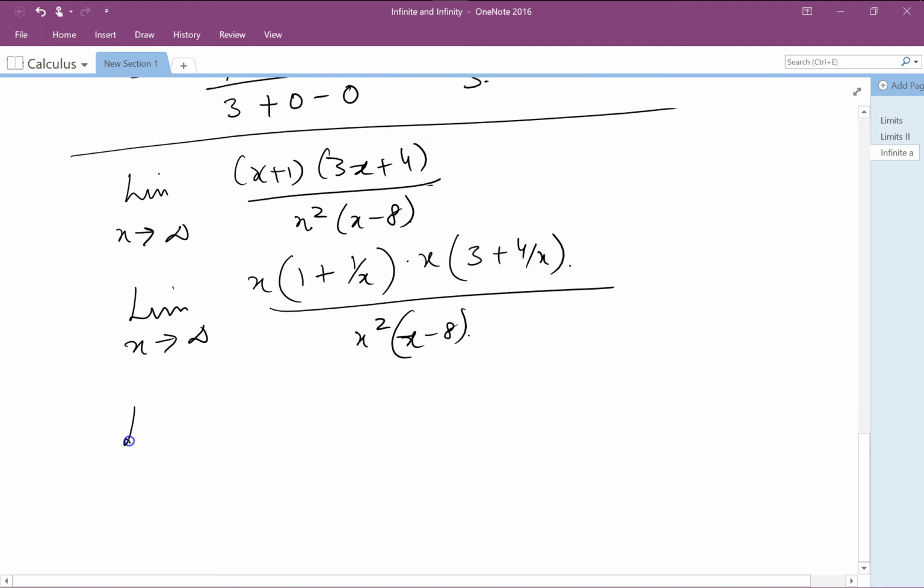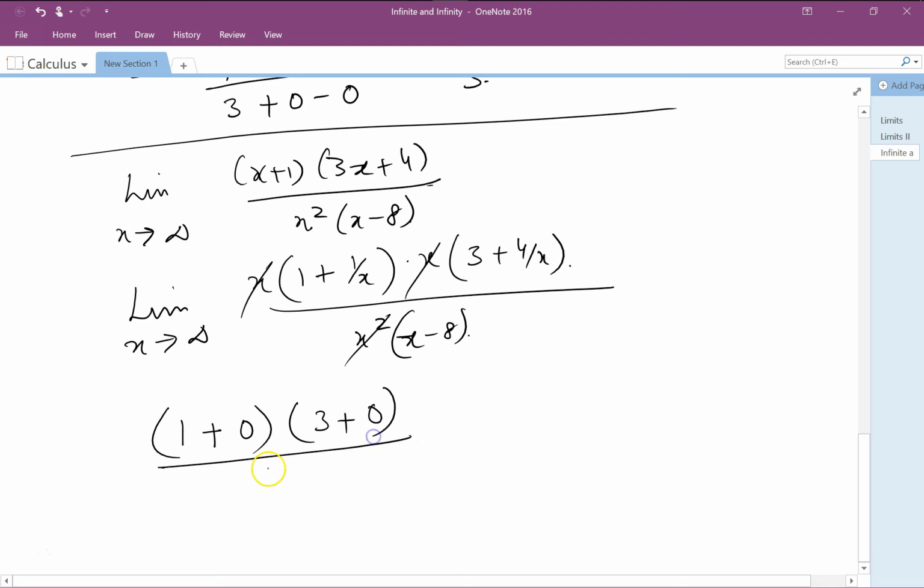Now let's not do the substitution first. Let's do the cancellations. So x and x get cancelled with the x square. So now we can do the substitution. 1 plus 1 by infinity becomes what? Remember, 0. 3 plus 4 by infinity, what? 0. Here also, x by x minus 8.